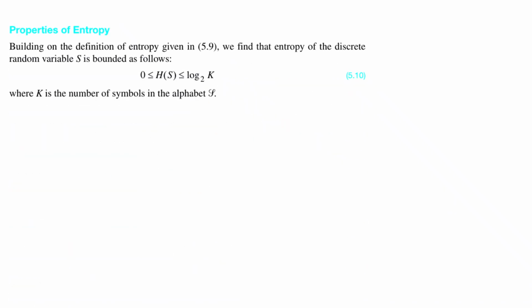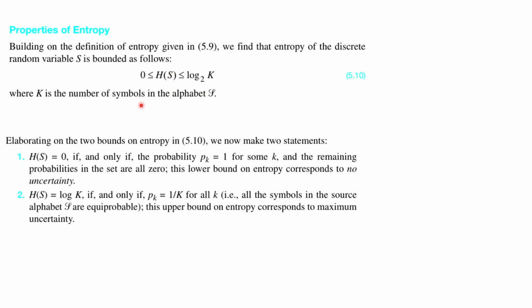Okay, so there are some properties. Building on the definition of entropy that we have already discussed, for a discrete random variable, H(S), that is entropy, will be in the range of 0 to log base 2 of K. This is the range of values of your entropy. H(S) will be 0 only if the probability pk is equal to 1 for some k, and H(S) equals log K if and only if pk is equal to 1 by K.